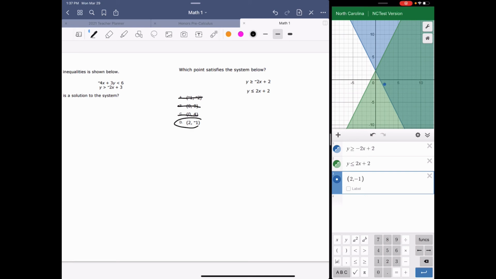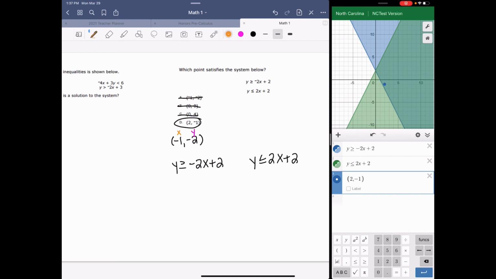So let's look at a couple of examples algebraically. Let's say we're testing number 1. So number 1, we're testing the point -1, -2. Okay, so let's label X in yellow and Y in pink. So if I take my inequality, I'm going to plug in for y is greater than or equal to -2x plus 2, and then I also have y is less than or equal to 2x plus 2.